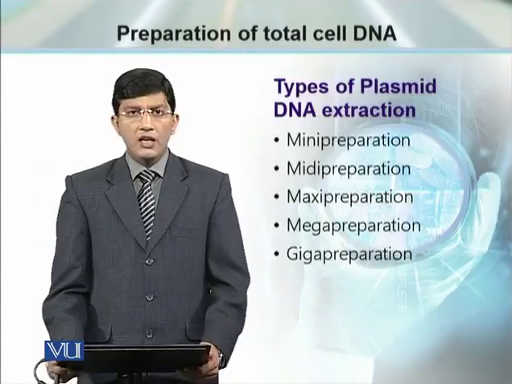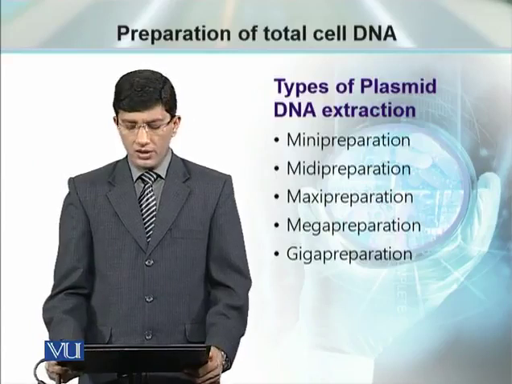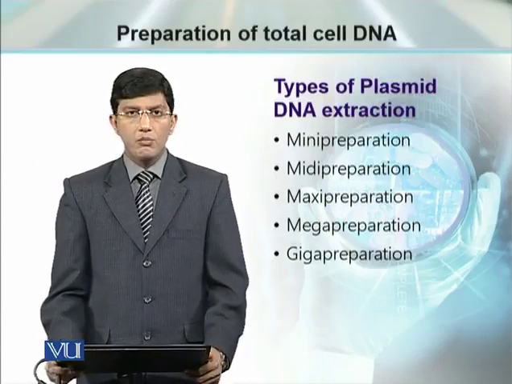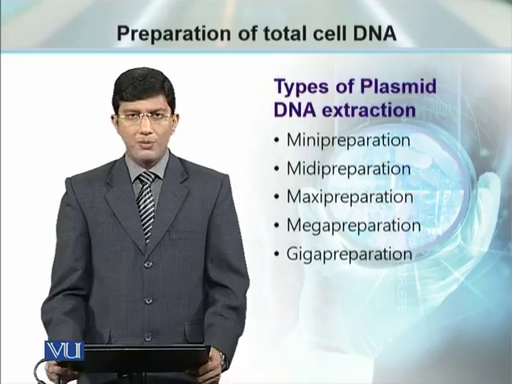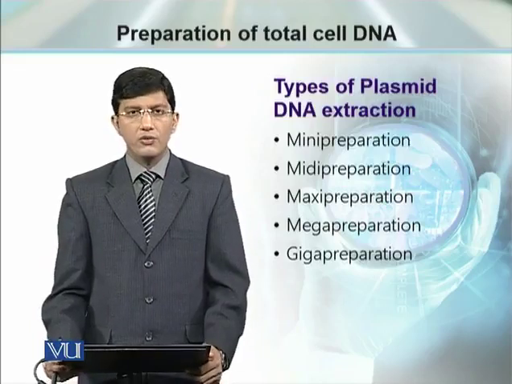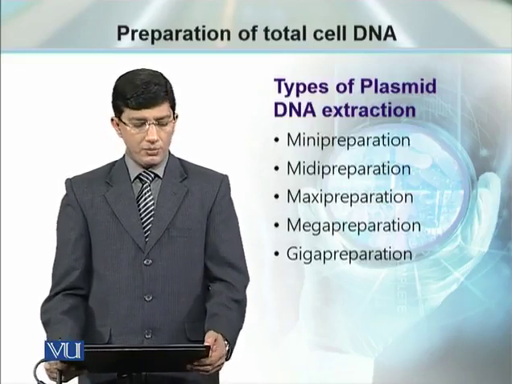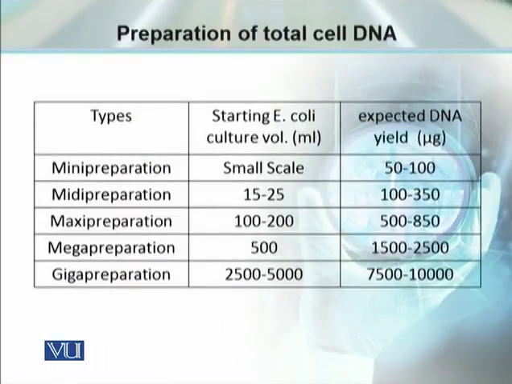The plasmid DNA can be obtained by different methods, which can be referred to as mini preparations, midi preparations, maxi preparations, mega preparation or giga preparation. In the laboratory, the most commonly used method is a mini preparation, which is used for small scale DNA isolation, and the expected yield comes up to 50 to 100 micrograms.